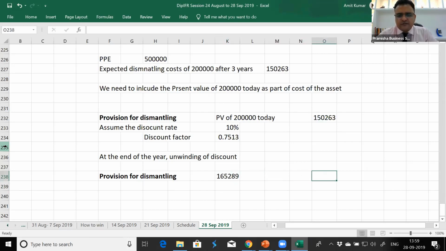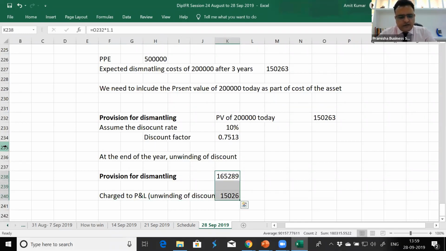The difference, 165 minus 150,263, is charged to P&L as unwinding of discount cost, or indirectly interest expense. So this is the accounting treatment which is done relating to PPE and also a provision relating to it.